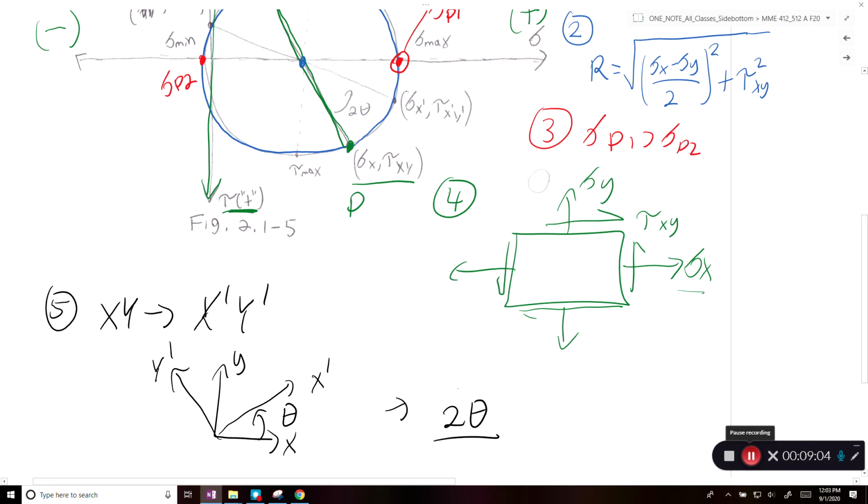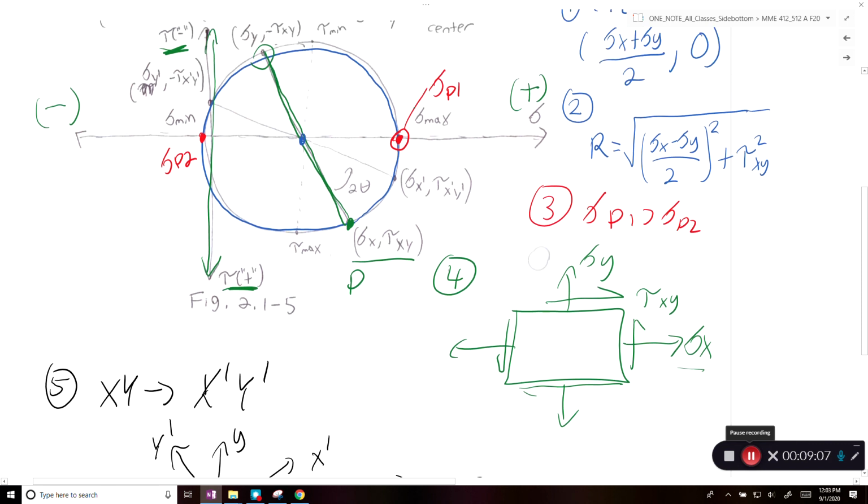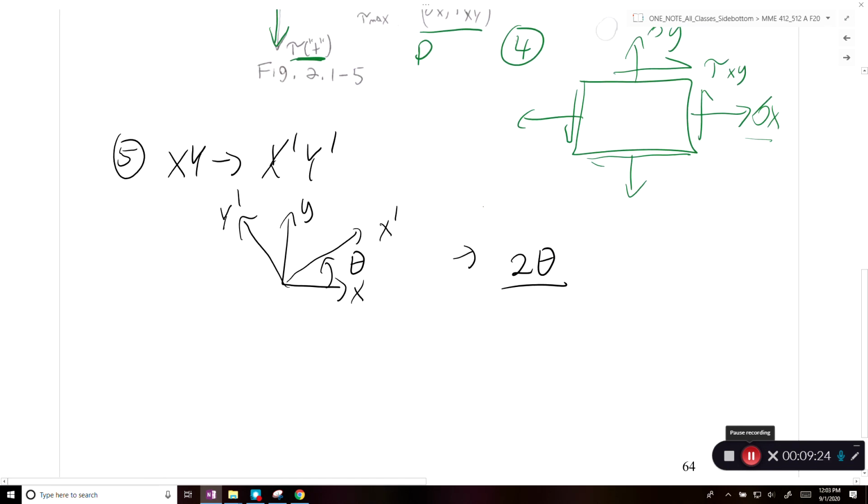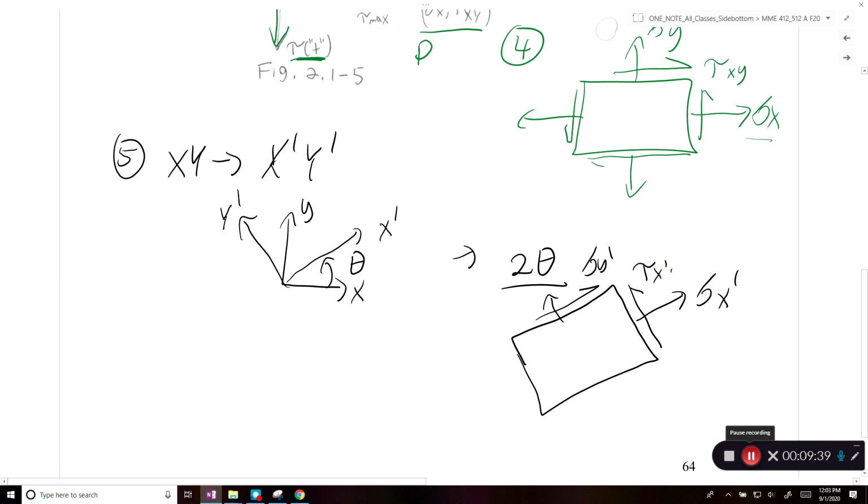So what we're going to do is take this equivalent state of stress and rotate it by an angle 2 theta, and we'll get a new state of stress, which will be P prime and Q prime. All right? Which is represented by this line here. So our new state of stress would be like this. We would have our sigma x prime, our sigma y prime, and our tau x prime y prime.